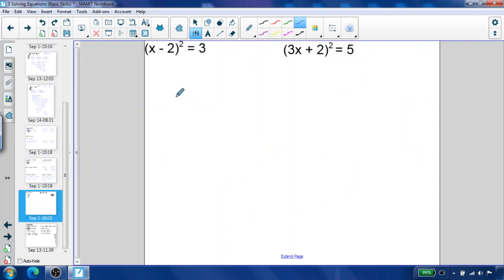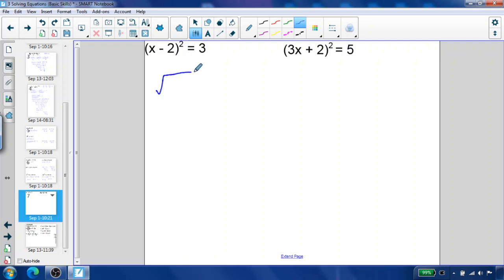Two more examples to go, and then you're going to be completing some questions. So on these ones, we don't necessarily need to go ahead and expand this out. Remember, this is a bracket squared, and normally it can be rewritten as x minus 2 and then another x minus 2. But for this one, we can just actually do the opposite of squaring. So this side's squared, so in order to undo that, I can just square root both sides.